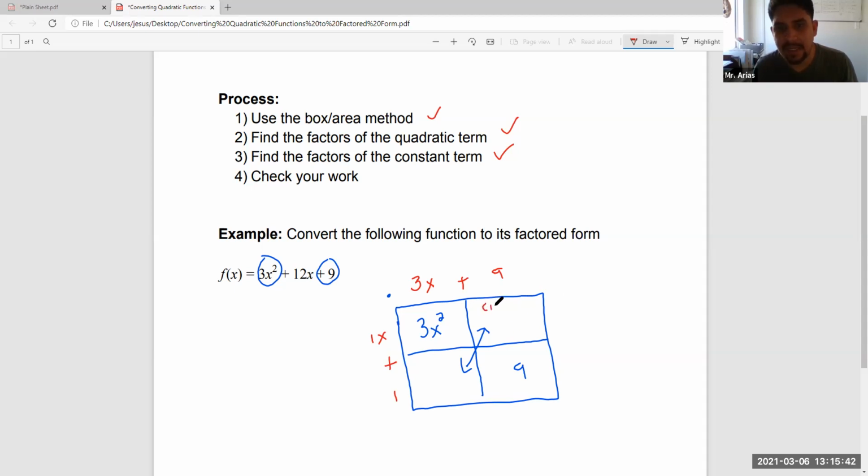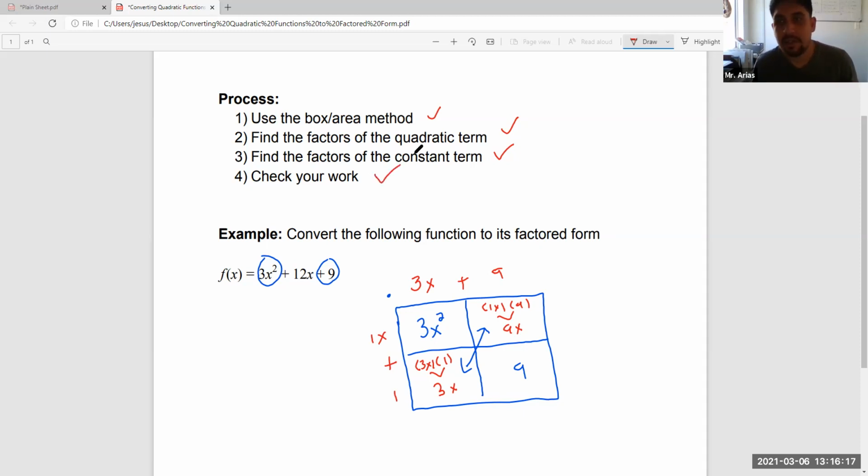So what's going to happen is that you're going to end up multiplying 1x times 9, and that will give you 9x in the top right entry of this box. In the same way, to get this bottom left entry inside the box, you would have to multiply the 3x from the base by the 1 from the height. So what that means is that I would multiply 3x times 1, and that would give me this answer that is supposed to be located in this entry down here. Okay, so step 1, step 2, step 3.